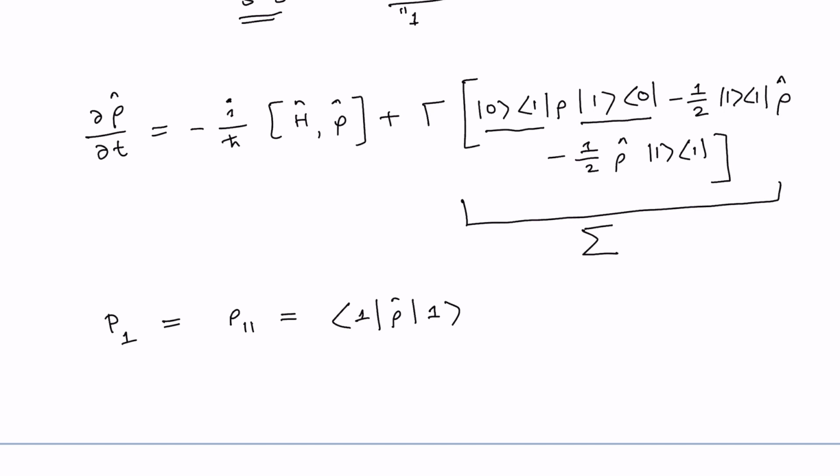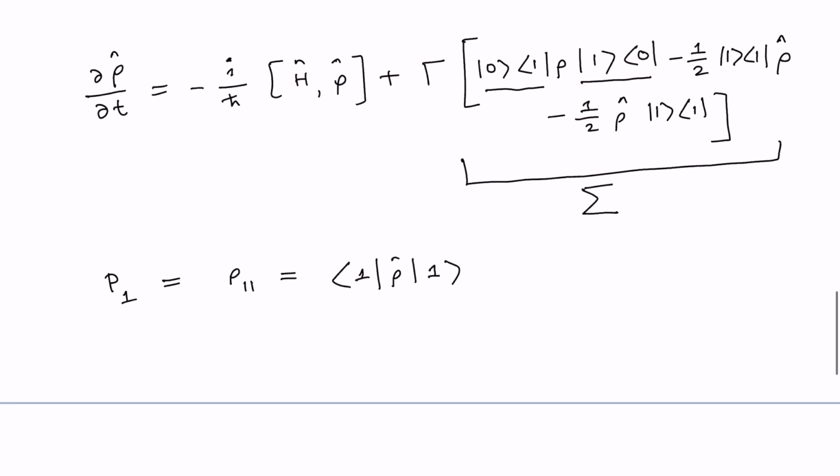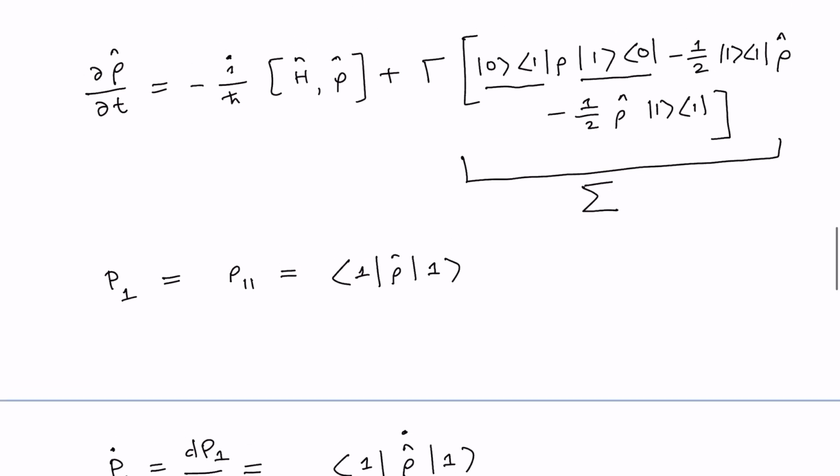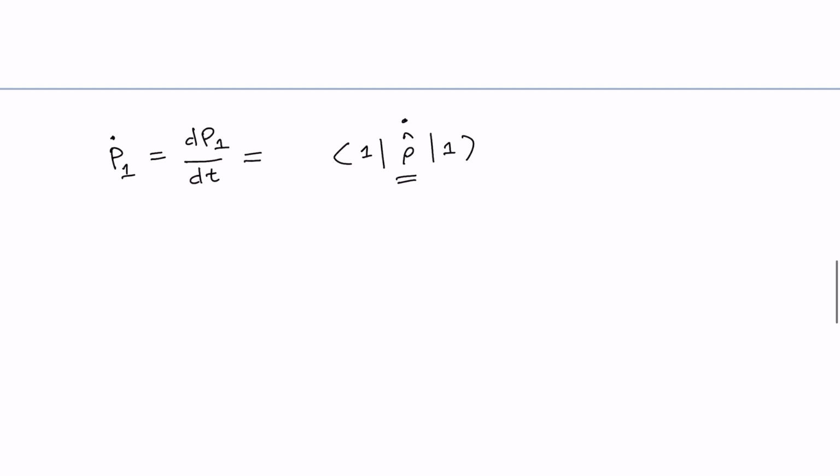So this gives me the probability of the excited state, and from here I can find out the rate of change of the excited state probability. That would be P1 dot, which is nothing but the time rate of change of probability for the excited state. That is going to be equal to <1|rho dot|1>, and rho dot we already have here. So let me put the whole Lindblad master equation there.